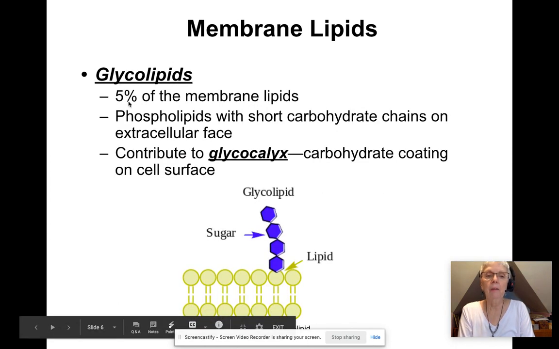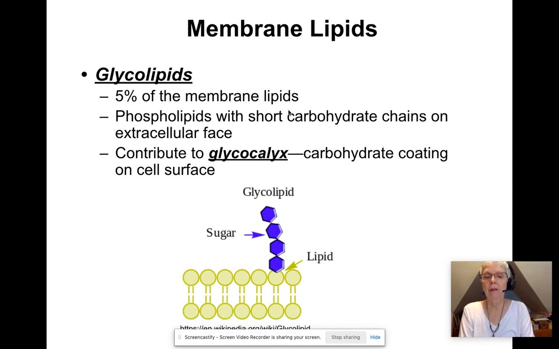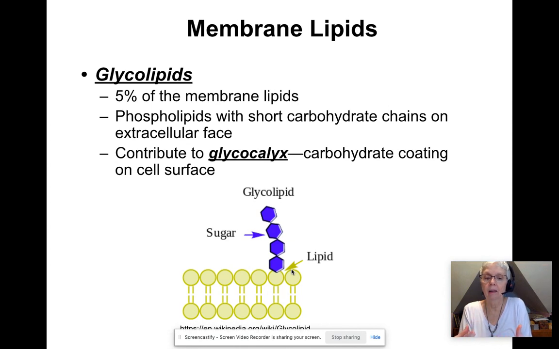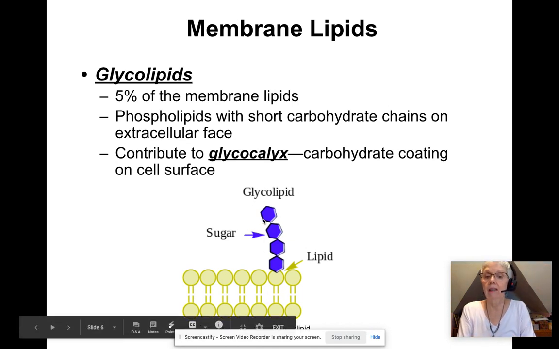Now, glycolipids make up another 5% of this membrane. So phospholipids have short carbohydrate chains on the extracellular face, facing out towards the ECF. They contribute to the glycocalyx, which is a coating on the cell surface to help the cell maintain what it's pulling in. In other words, it's helping to pull things in. It also holds sugars. These sugars help the cell membrane to survive.